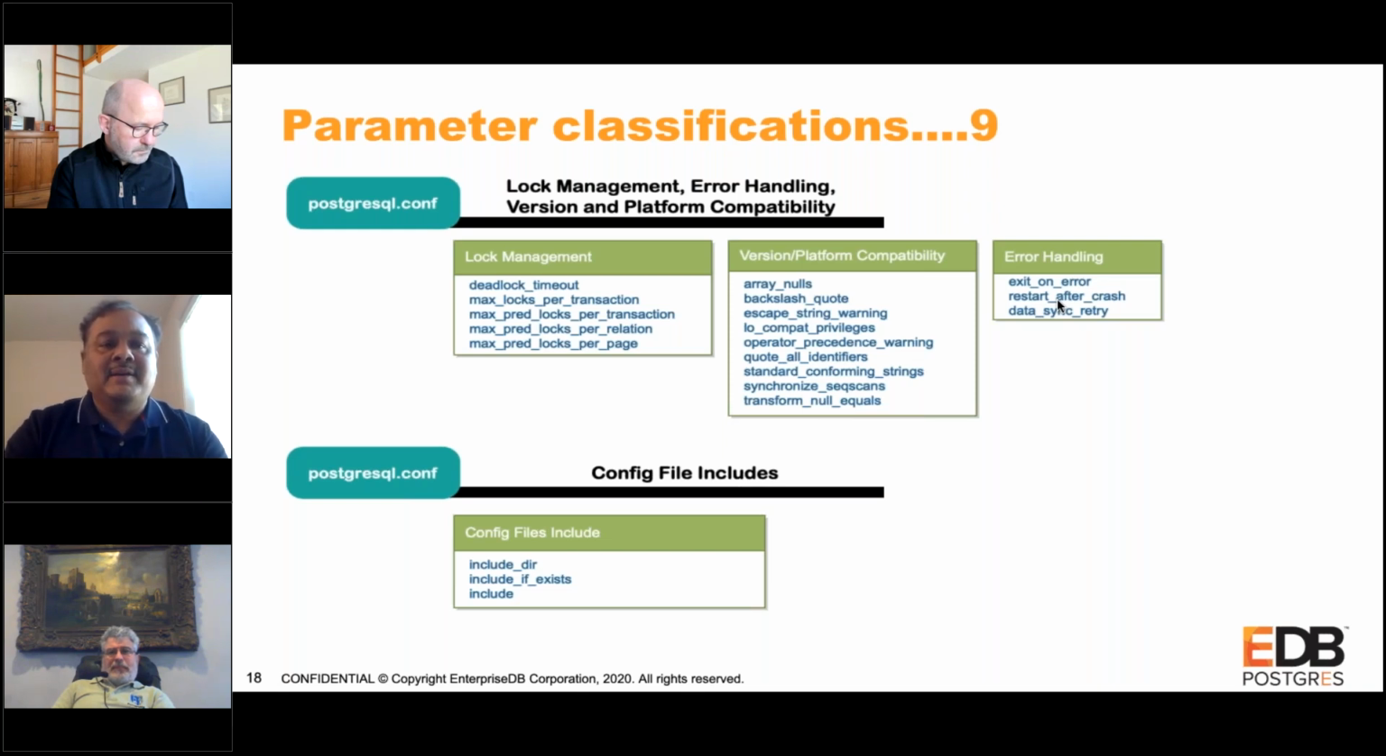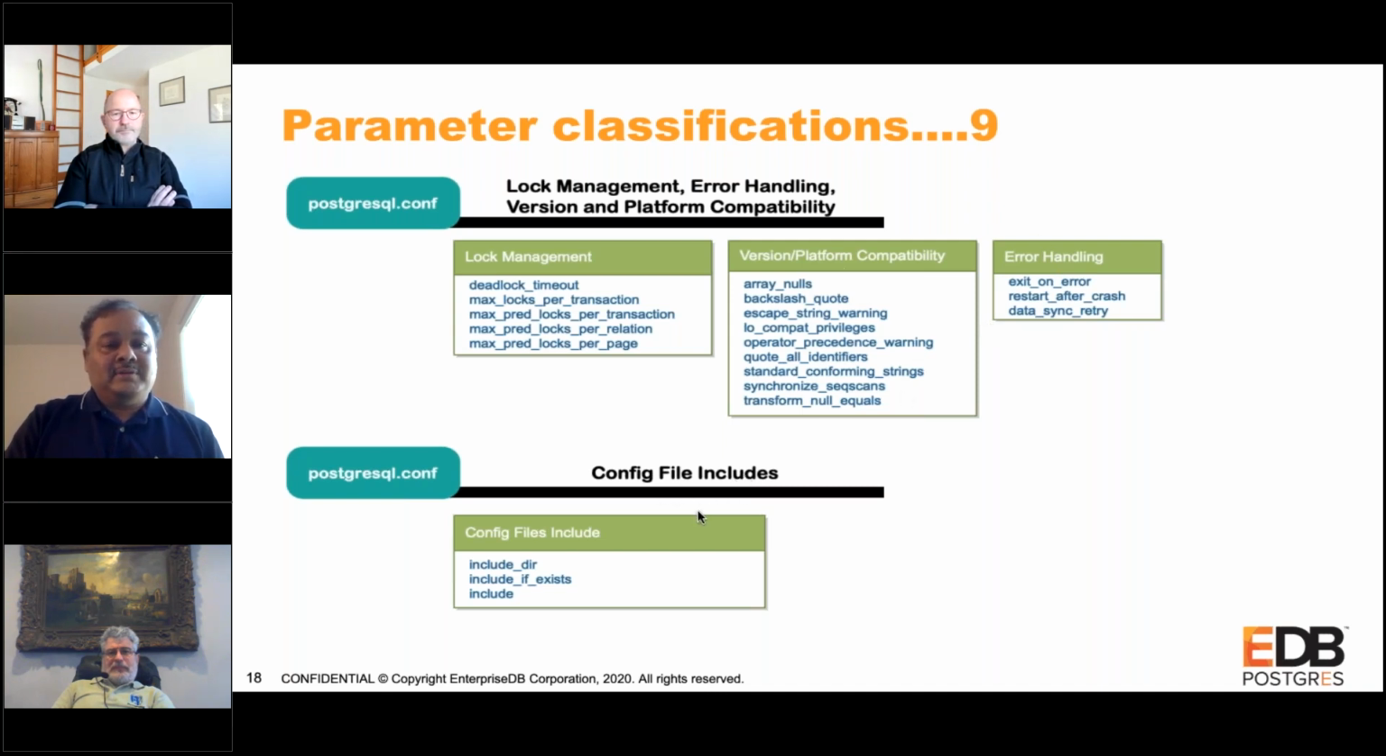This is the last part where you need to know about lock management, like how the locks happen in Postgres, and that kind of information you can tune in lock management. And next is version platform and error handling. So what should happen on exit, that kind of information you can control in this section.